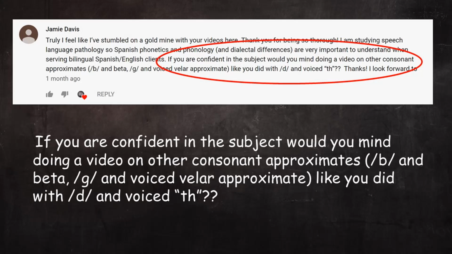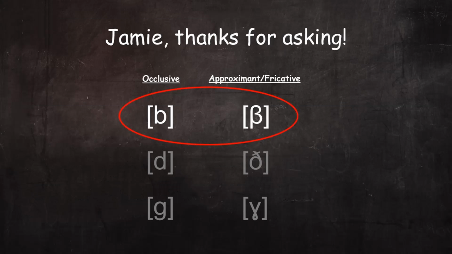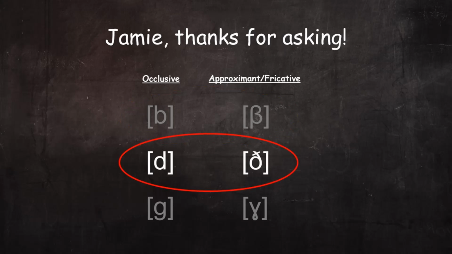Today's video is part 2 of our response to a question asked by Jamie Davis about Spanish occlusive approximant pairs. Last time we talked about the pronunciation of Spanish B and V. In this video we're going to talk about the pronunciation of Spanish D.